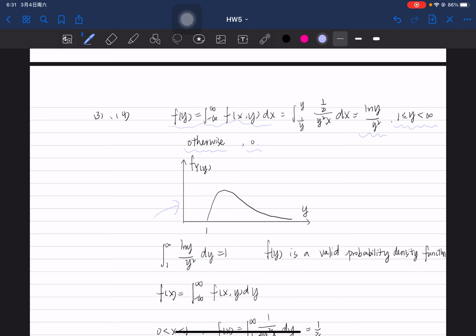And we can find that the integral of the density function of Y equals 1, so the density function of Y is a valid probability density function.